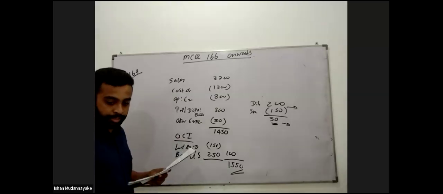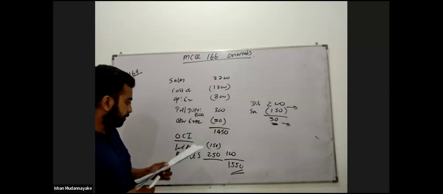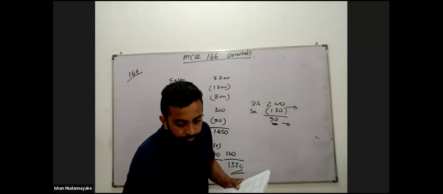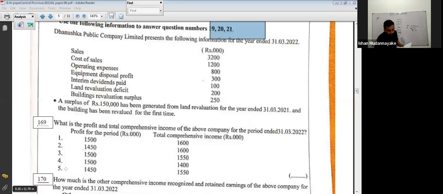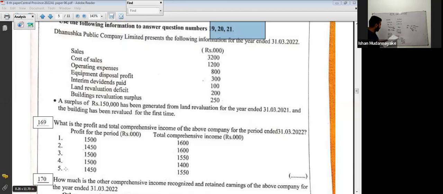Then what is the answer for question 169? The fifth one is the answer. Profit for the period 1,450. Total comprehensive income 1,550. Yes, the fifth one is the answer.